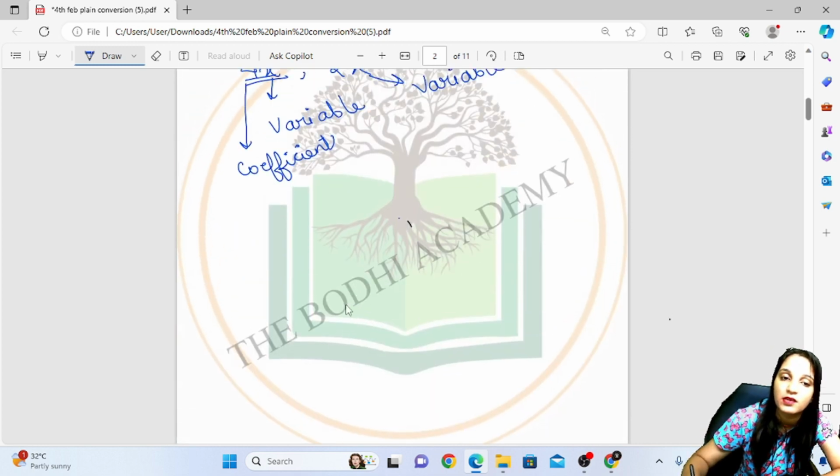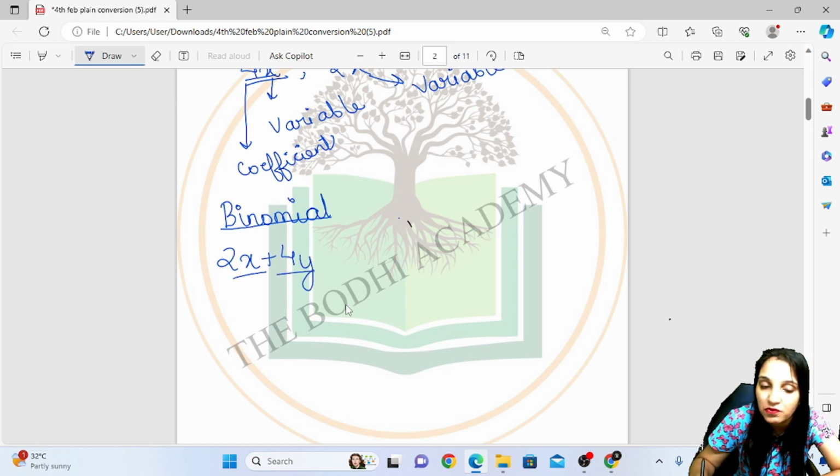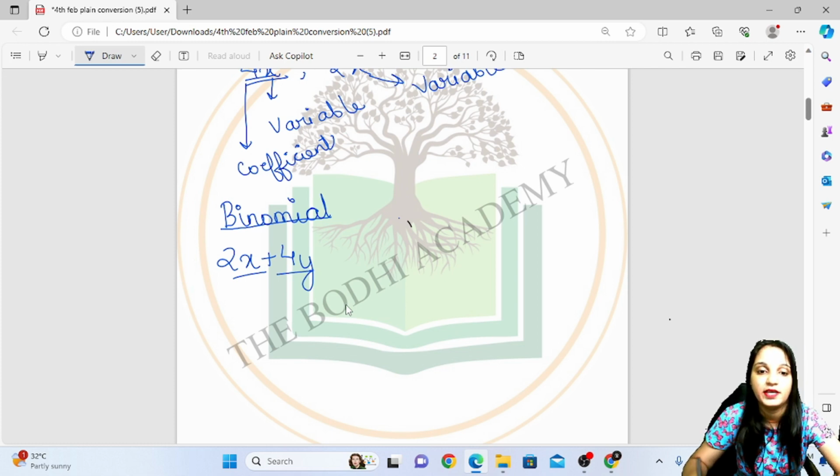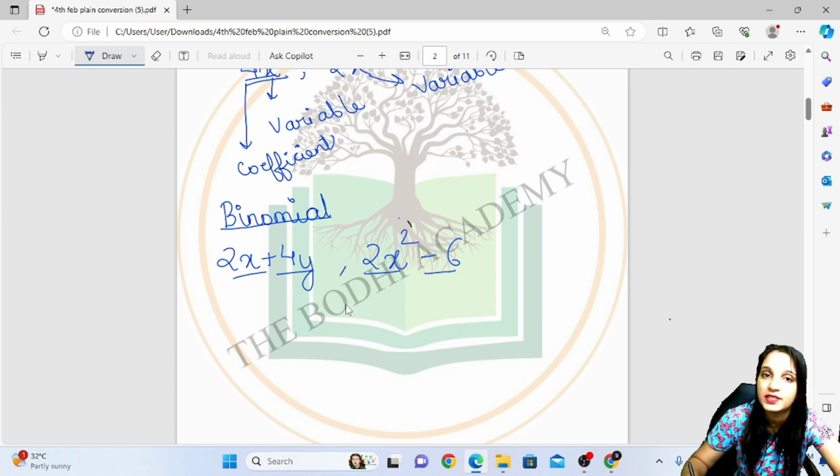Then binomial. Binomial is when you have two terms, 2x plus 4y. Now here the terms are 2x and 4y. So there are two terms, so it is called binomial. Then 2x square minus 6, so it is called binomial. These are the examples when you have two terms.